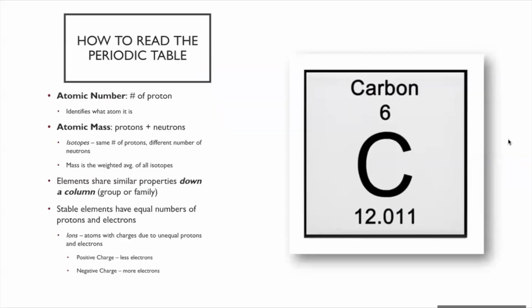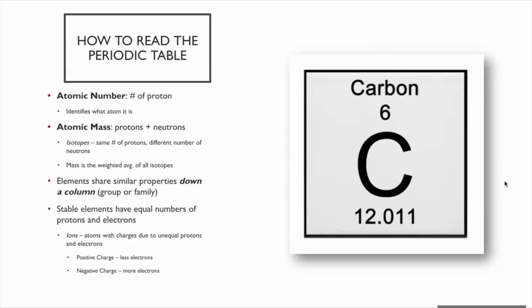Ready. So how to read the periodic table. So the atomic number is the number of protons. It identifies what the atom is. So over here on the right-hand side, we have carbon, has 6 protons, and that 6 identifies that this is carbon. The atomic mass is the protons plus the neutrons. Isotopes have the same number of protons but different number of neutrons. And the mass is the weighted average of all isotopes. So this 12.011 right here, that's the weighted mass average of all the isotopes of carbon.